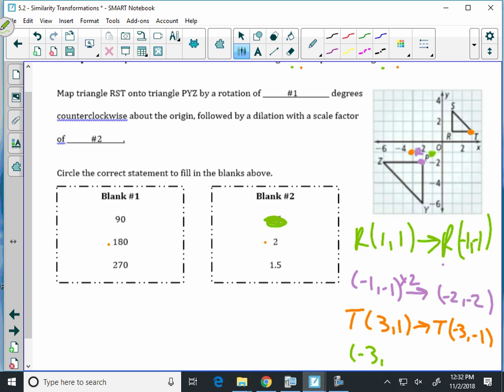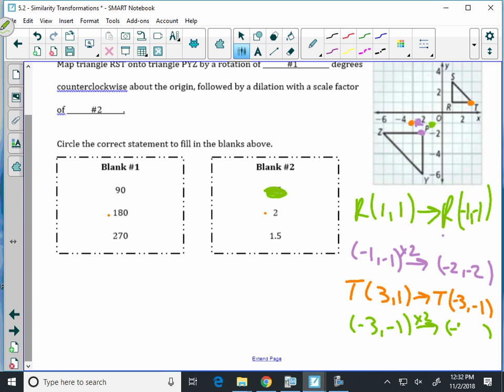So if I have -3, -1, when we dilate that by a scale factor of 2, Sebastian, what's that point going to become? If we dilate this point by a scale factor of 2, what's it going to become? -6, -2. Okay, so let's plot -6, -2. Did T map up with Z? So then we know that's right. So I'm going to circle 180, and I'm going to circle 2. Questions over that?